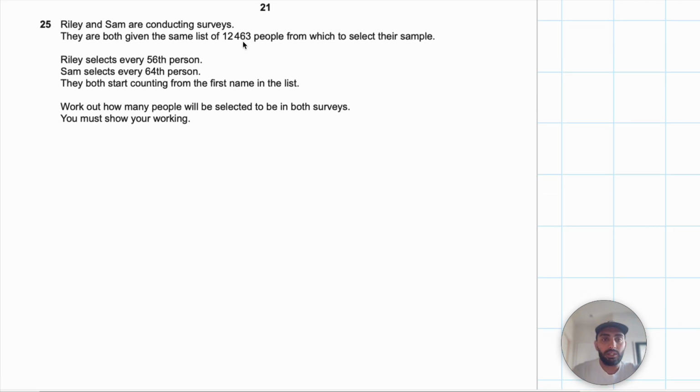Question 25. Riley and Sam are conducting surveys. They're both given the same list of 12,463 people from which to select a sample. Riley selects every 56th person. Sam selects every 64th person. They both start counting from the first name in the list. Work out how many people will be selected in both surveys.